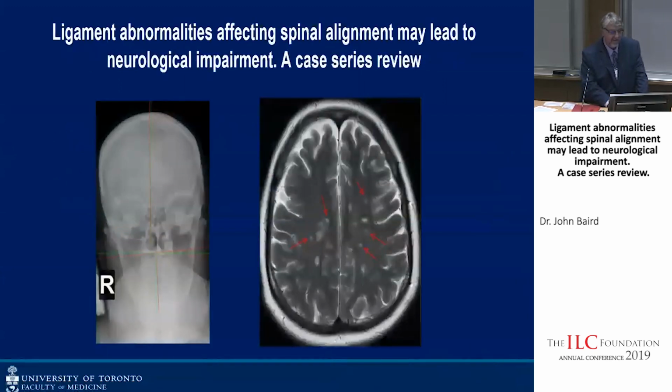I just came up with this idea of describing the ligament abnormalities and how they may affect spinal alignment and how it may lead to neurological impairment.